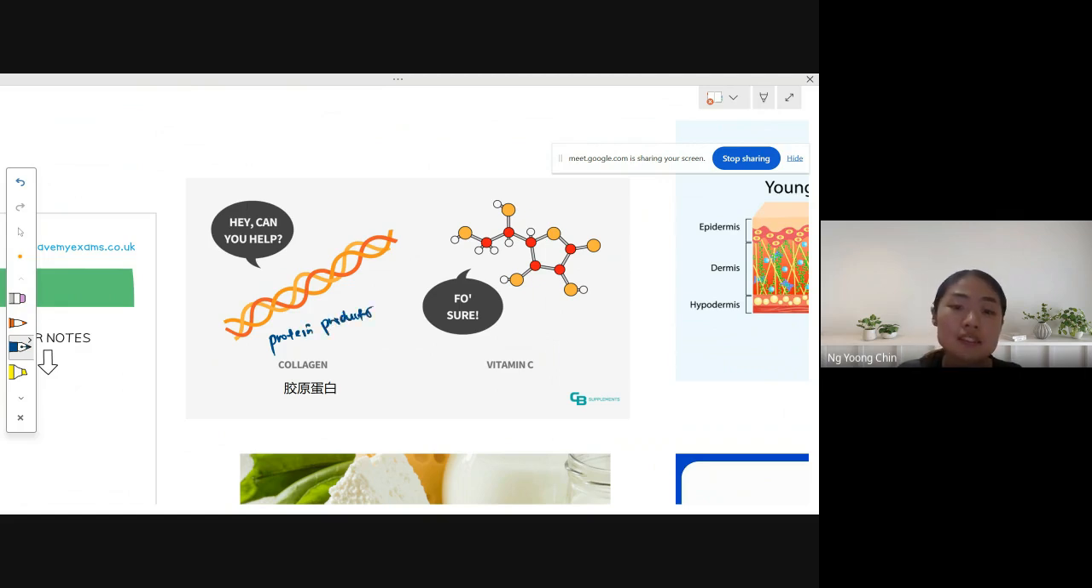As you can see, collagen is formed in this way. You can see this one. And then this is another chain. Actually, there are three chains. There are three polypeptide chains found in collagen. This is what we call a polypeptide chain.